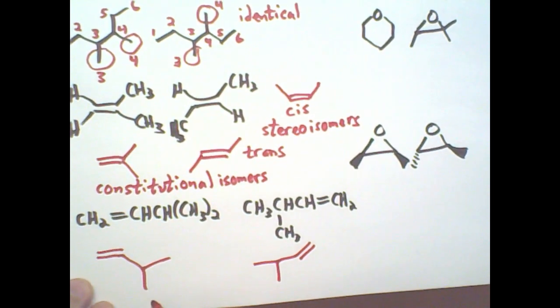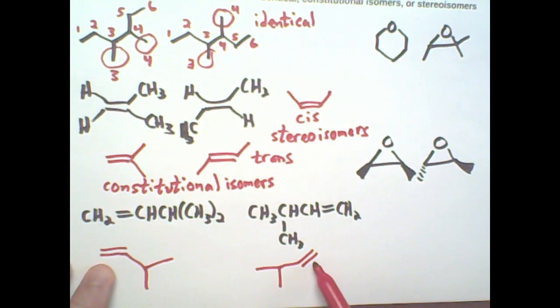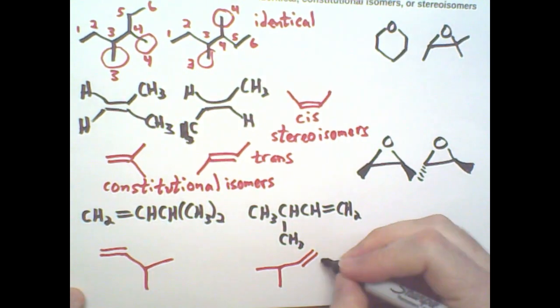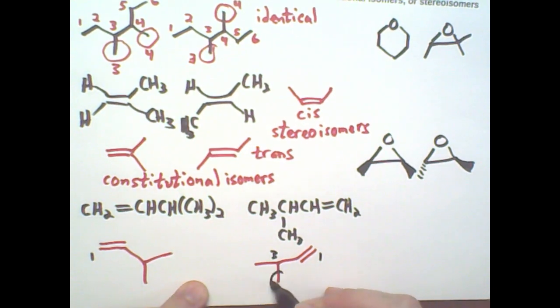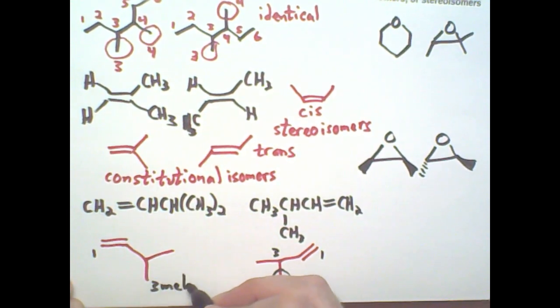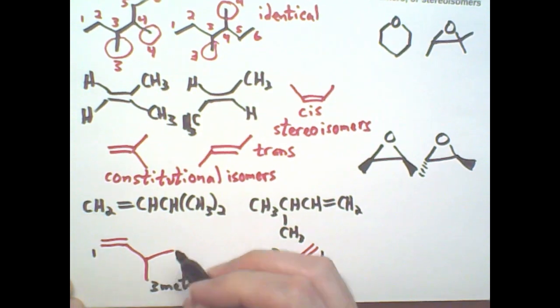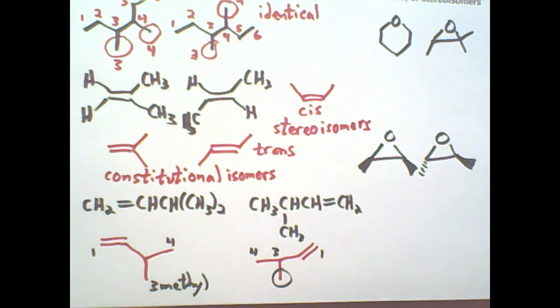Okay, these don't look exactly the same, but they both have a double bond starting at 1. They have an alkene starting at 1. Then I go 2, 3, and at 3, this has a methyl group. 1, 2, 3 methyl before they finish off as butene. So these molecules are identical.